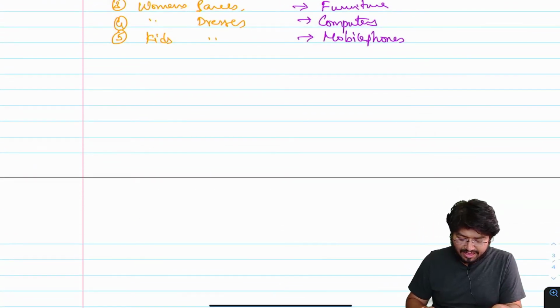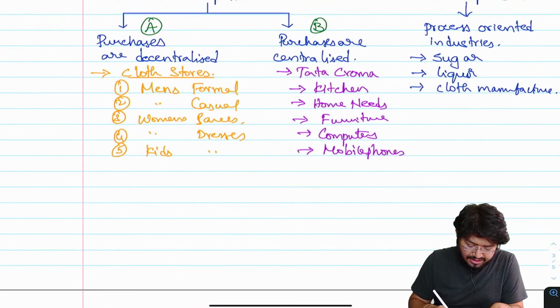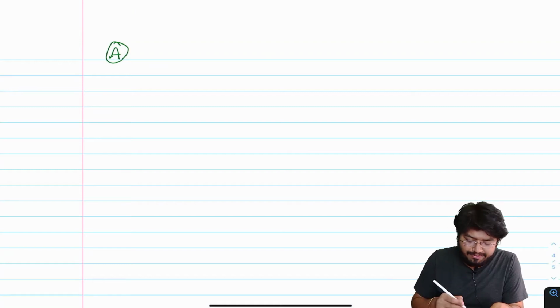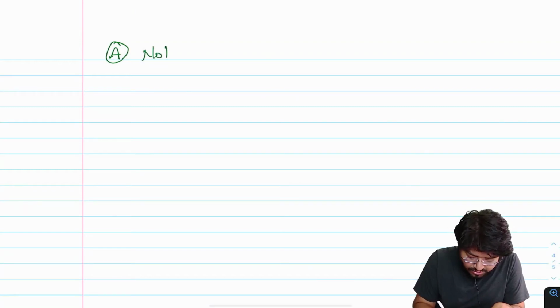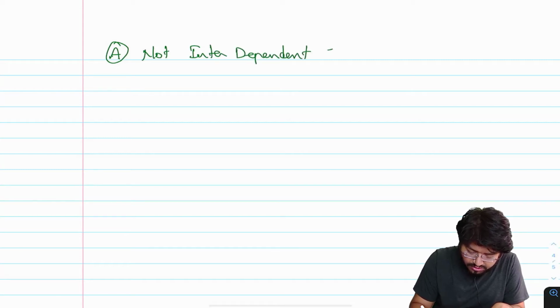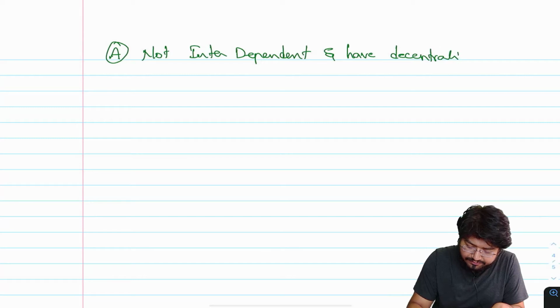Now first let's understand about category A, that is where your purchases are decentralized. That means they are not interdependent, and have decentralized purchases.